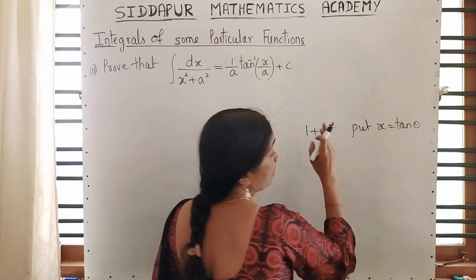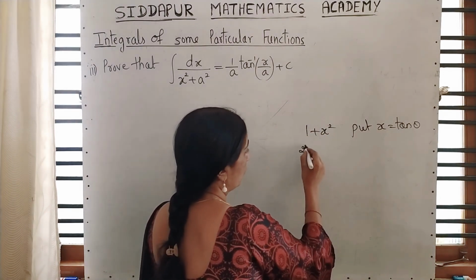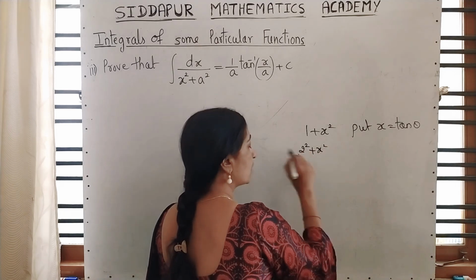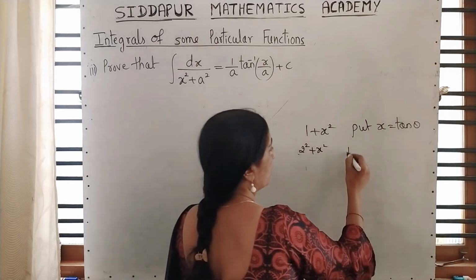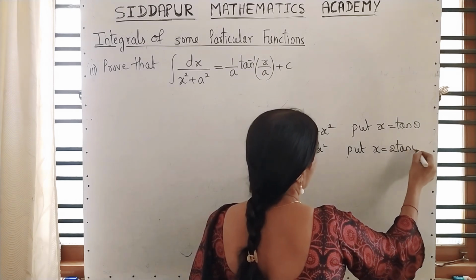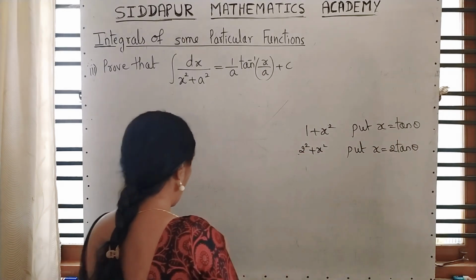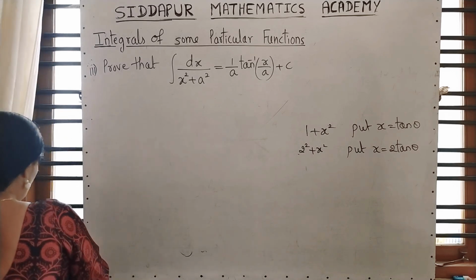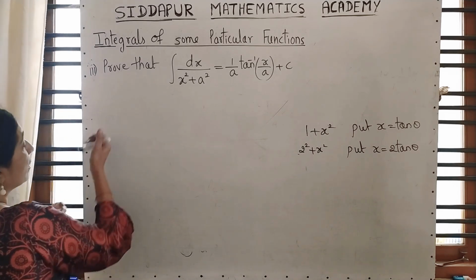Because we are familiar with the 1 plus tan square formula. If it is 2 square plus x square, whatever the number, take 1 unit of that. That is, put x is equal to 2 tan theta, like that, because you can take 2 common. Now, write down that formula adjustment. Write down the LHS.